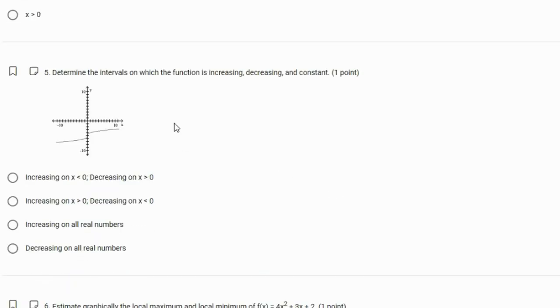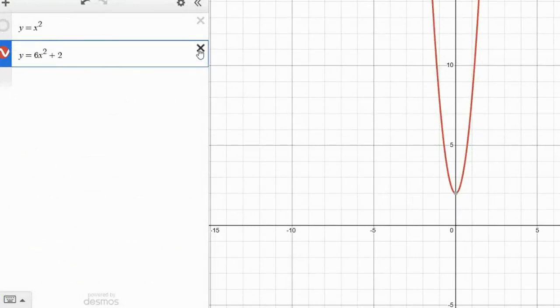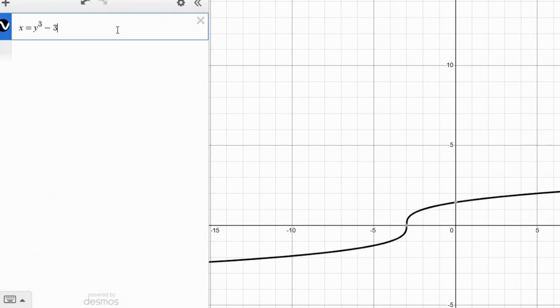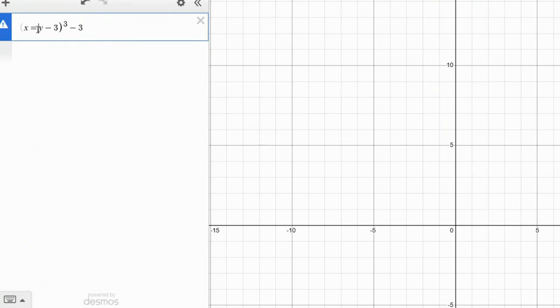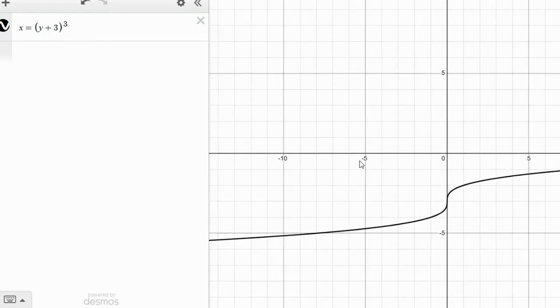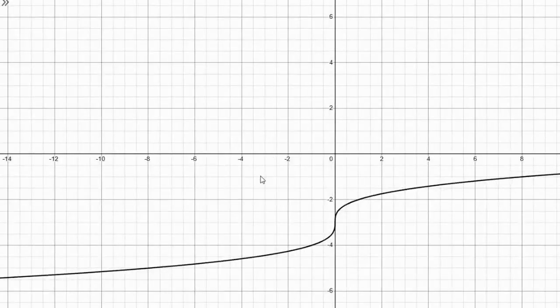Oh, this one can confuse people. Determine the intervals in which this function is increasing, decreasing, and constant. Oh, that's a good one. I want to look at that one. So if we graph that, the graph would be something like this. Oh, I guess it would actually be, let me put it like this instead. Okay, that kind of looks like the one on the test. Where is this increasing, decreasing, or constant?